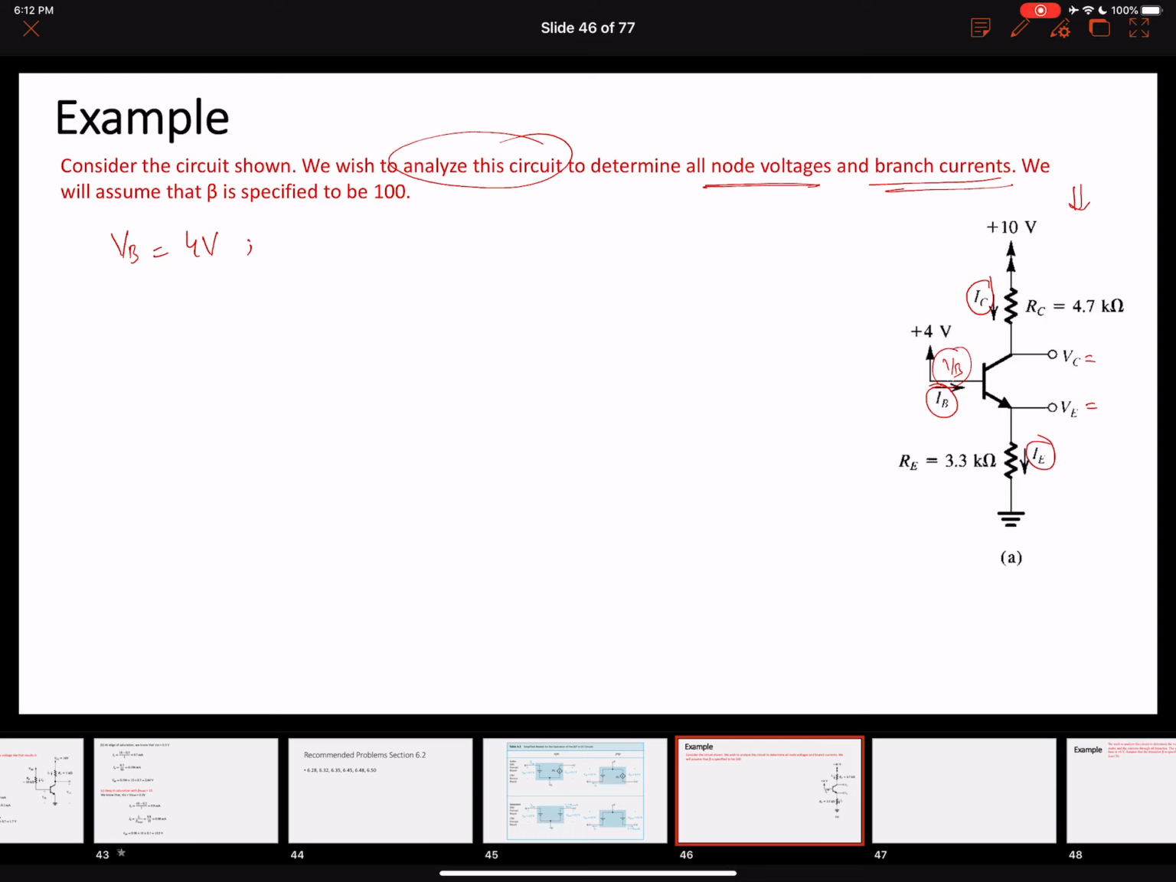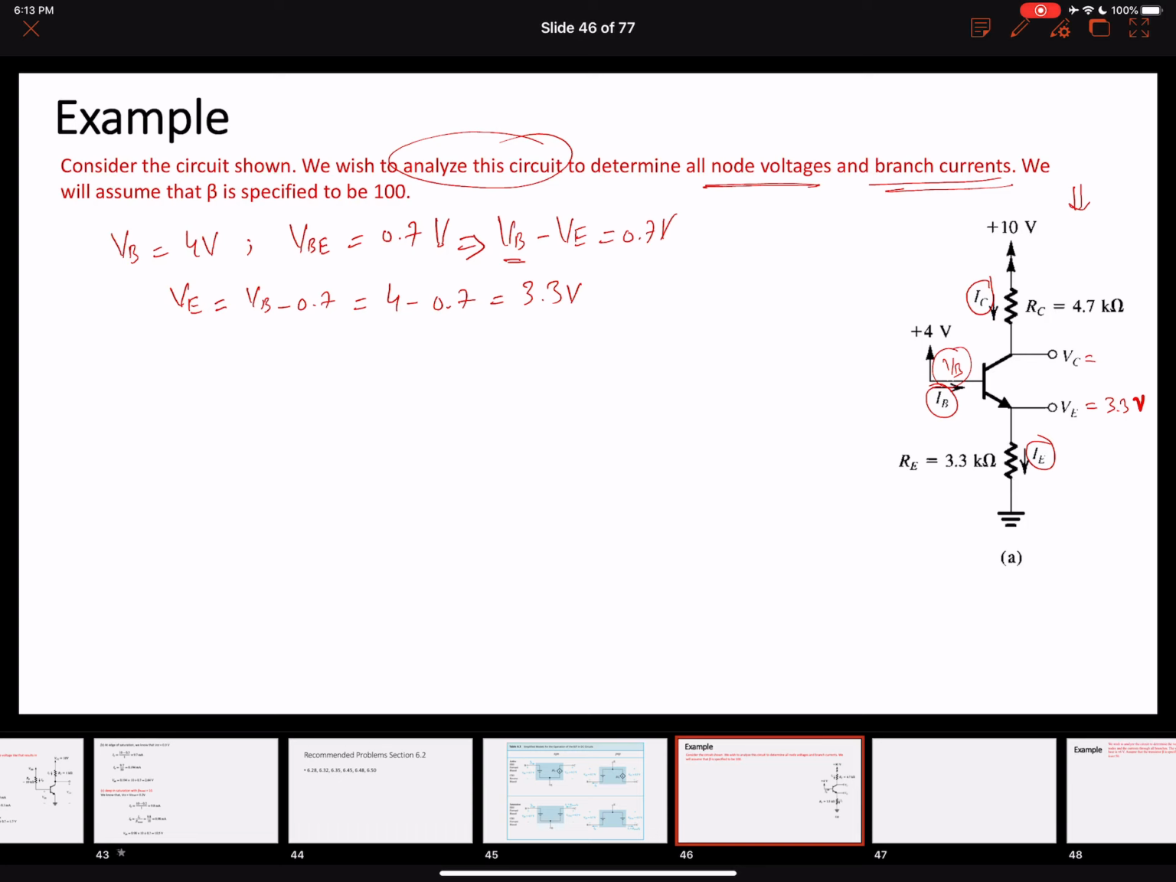Now we also know that this is an NPN transistor, so the emitter to base junction is forward biased, so our VBE equals 0.7 volts. This means that VB minus VE equals 0.7 volts, right? We know the value of VB, so we can find the value of VE. VE will equal VB minus 0.7, 4 minus 0.7, which comes out to be 3.3 volts. So our VE will be 3.3 volts.